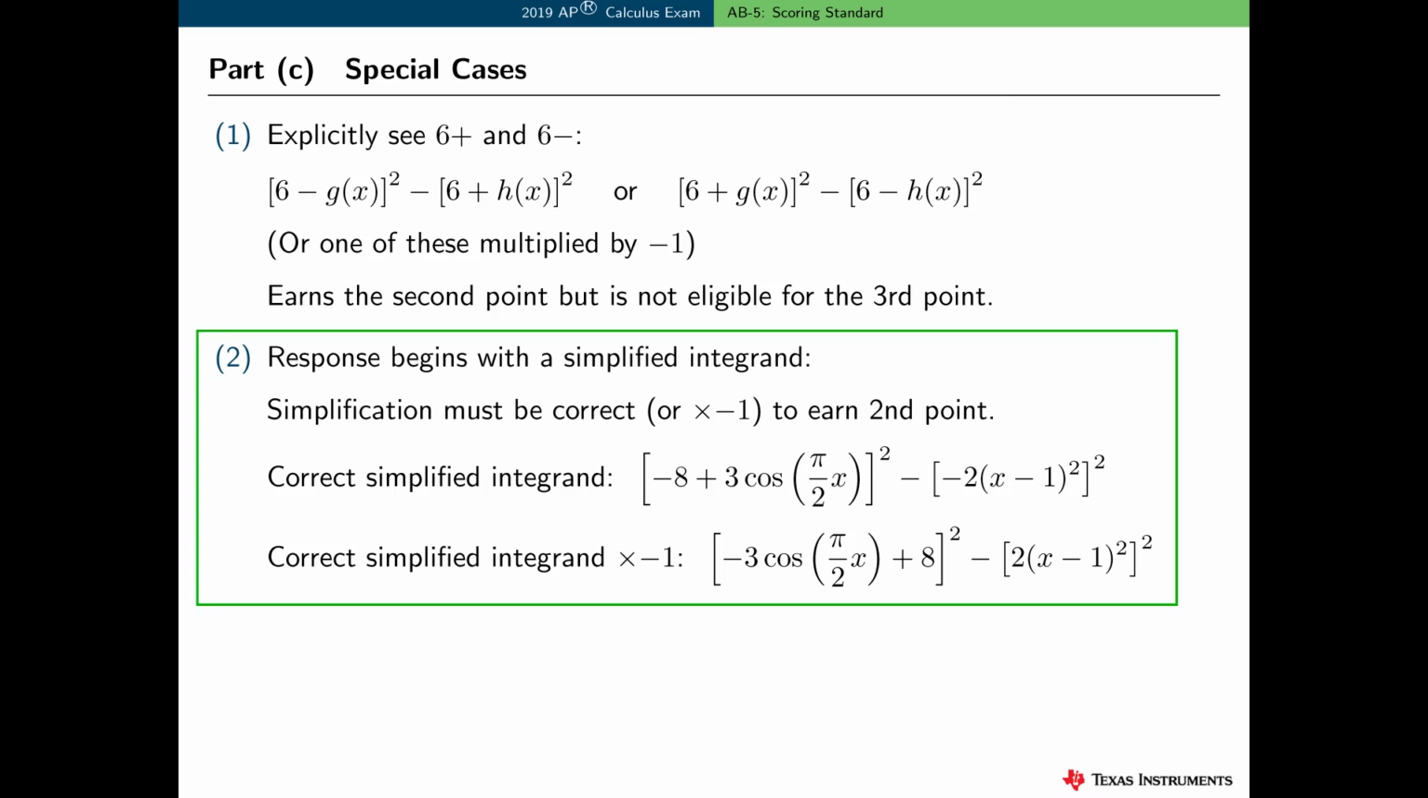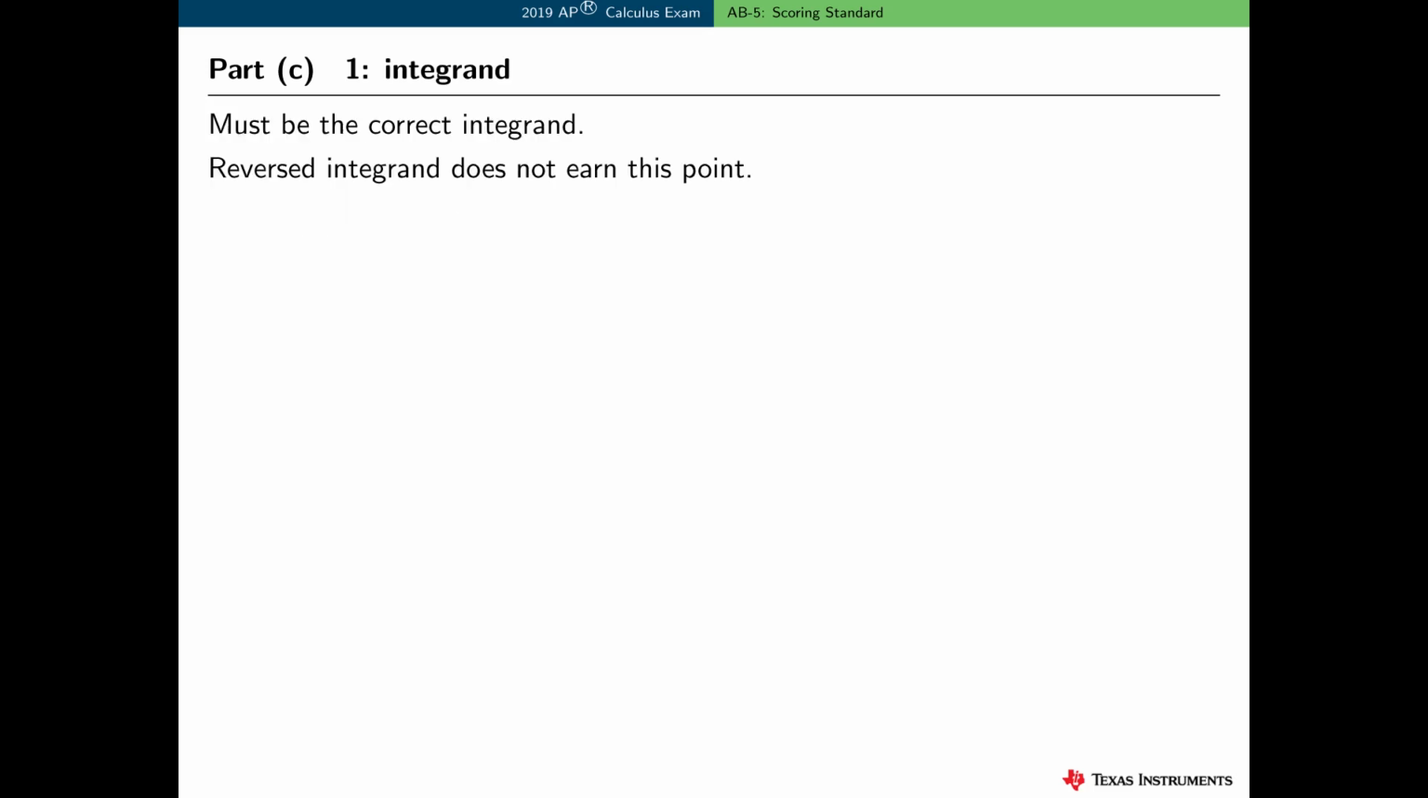And some students were actually able to start this problem with a simplified integrand. The simplification must be correct, or multiplied by a -1, to earn this second point. And these are the two common simplified expressions. And finally, the third point in Part C was for the integrand, and that means the correct integrand. A reversal here does not earn the point.